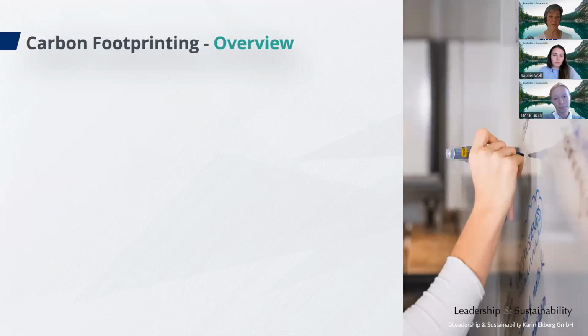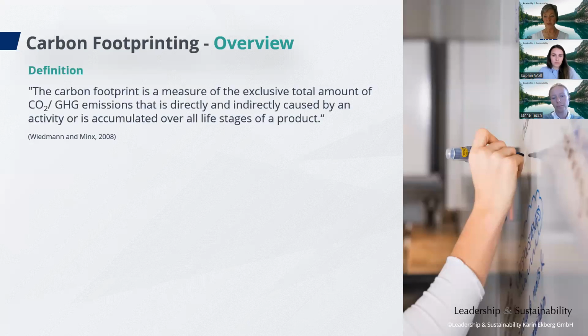Let us start with the definition of carbon footprinting. The carbon footprint is a measure of the exclusive total amount of carbon dioxide greenhouse gas emissions that is directly and indirectly caused by an activity or is accumulated over all life stages of a product. And let us briefly look at the greenhouse gas protocol accounting principles that are relevant for carbon footprint, since the greenhouse gas protocol is really the mandatory document when you want to calculate a carbon footprint.